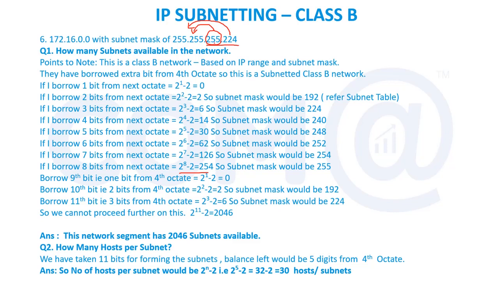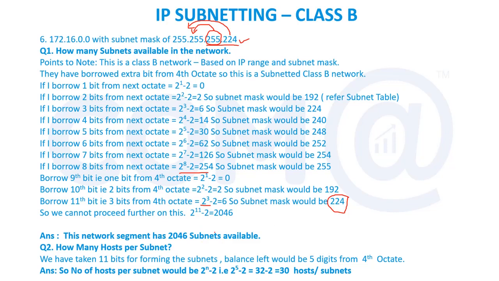You are clear, right? Since the third portion is completely exhausted, for the next portion I'm doing the same calculation. I'm just stopping with 3 because I'm getting the mask as 224. So what I'm doing, 8 bits here, 3 bits here, 8 plus 3, 11. So I mean that from the host portion, I am borrowing 11 bits to the network portion. The network portion is borrowing from the host portion, right?